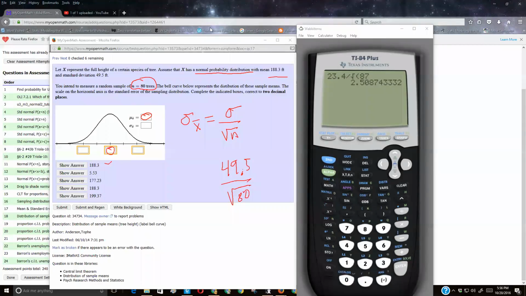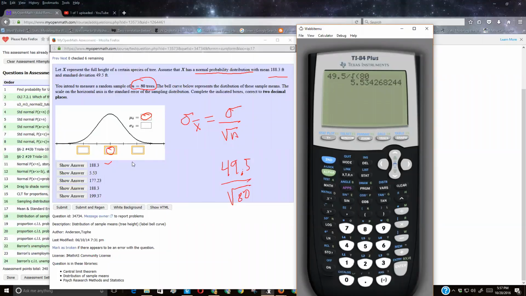And I'm going to divide that by the square root of the sample size, and we have 80 trees. So 49.5 divided by the square root of 80. So 5.53. Notice that's what they said the standard deviation is.